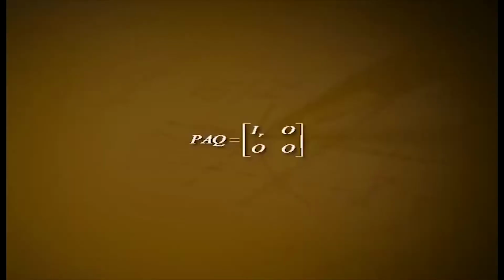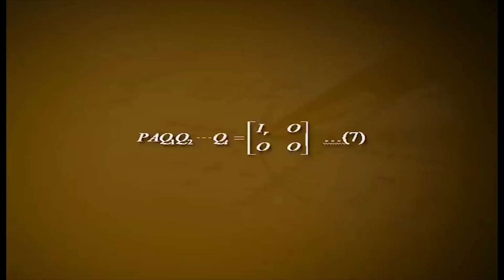2. There exists a non-zero matrix Q such that AQ is equal to [H O], where H is an m by r matrix of rank r and O is an m by (n minus r) zero matrix. Proof 1. Corresponding to the m by n matrix A of rank r, there exist non-singular matrices P and Q such that PAQ is equal to [Ir 0; 0 0], where P is m by m, A is m by n and Q is n by n matrices.